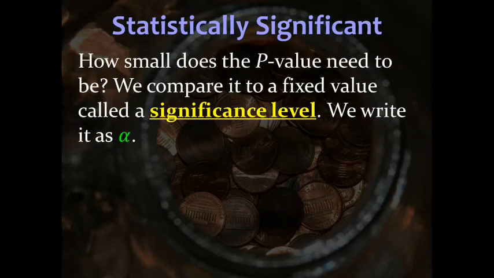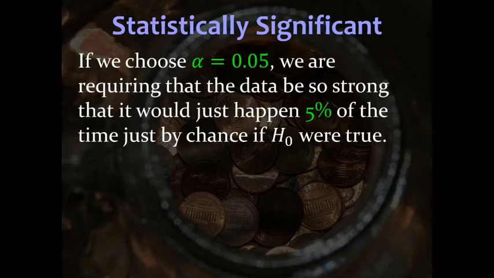So let's look at this idea of statistical significance. How small does the p-value need to be? Well, we can compare it to a fixed value called a significance level. We write it as the Greek letter alpha. So if we chose alpha equals 0.05, we are requiring that the data be so strong that it would happen only 5% of the time just by chance if the null hypothesis were true.